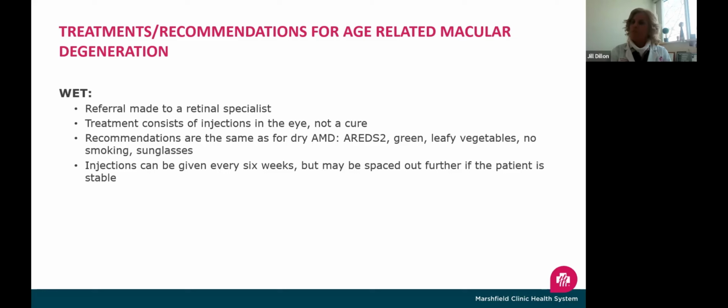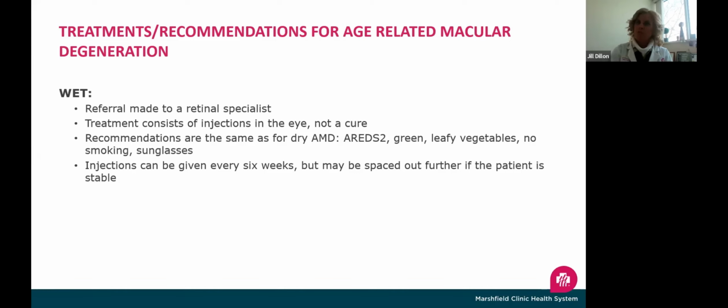They dry up that fluid that's in there and hopefully at least to some degree improve the vision, but also stop it from getting worse. Those injections can be given every 6 weeks, depending on what the retina specialist wants, but they can go further out. So as we see stability in a patient like that, and we're not seeing a lot of new bleeding, the retina specialist will go ahead and hopefully spread those treatments out.